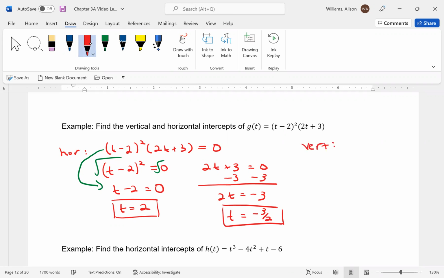For the vertical intercept, that's when we plug 0 in. So I'm going to plug in 0 for t, so I'm going to find g of 0. So that's going to be 0 minus 2 squared times 2 times 0 plus 3. Okay, so that's going to be negative 2 squared, which is 4, times 3 comes out to 12. So the vertical intercept is going to happen at 12, or 0, 12 if they want it as an ordered pair.